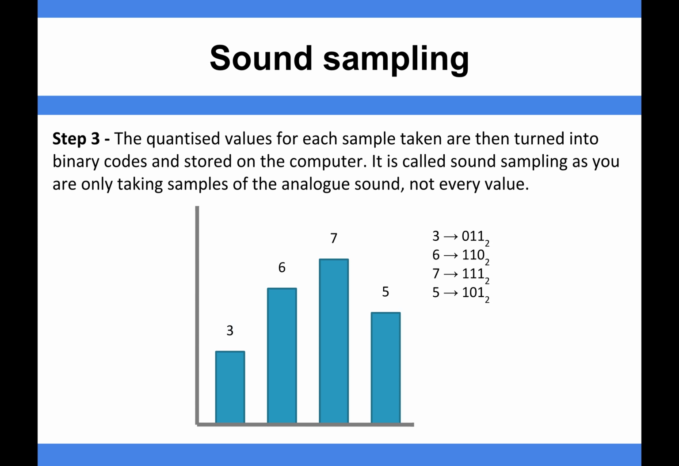Step three. Once you've got these quantized values, you essentially need to turn them into binary code and store them on the computer. It's called sound sampling, as you're only taking samples of the analog sound wave, not every single value. So you're taking a sample at this time, at this time, at this time, and then I'm going to convert those numbers into binary code.